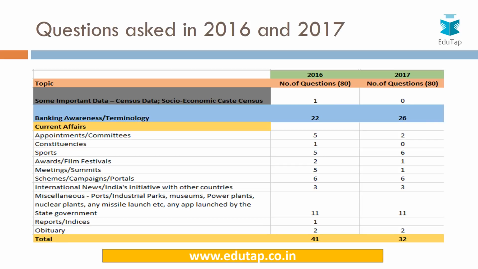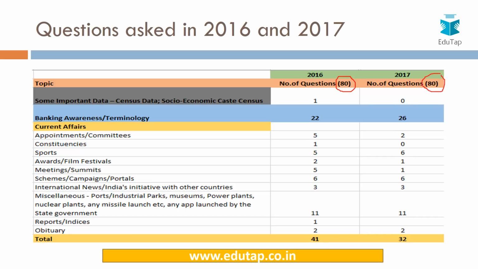Now let us have a look at the various questions that were asked in 2016 and 17. So first, we shall have a look at the number of questions that were asked. So as earlier we had discussed that there are total 80 questions coming in from GA section. So let us see the split up into four broad categories.